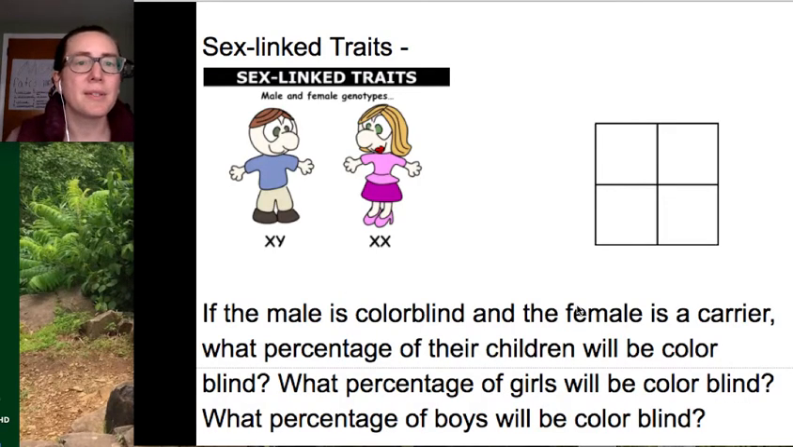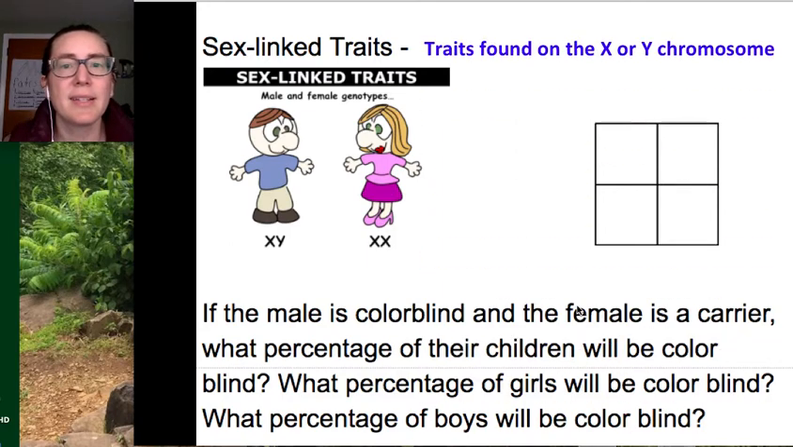So to put in your bills, what is a sex-linked trait? A sex-linked trait is a trait that can be found on either the X or the Y chromosome. Those are your sex chromosomes. Therefore, if they're attached, they are linked or found there.